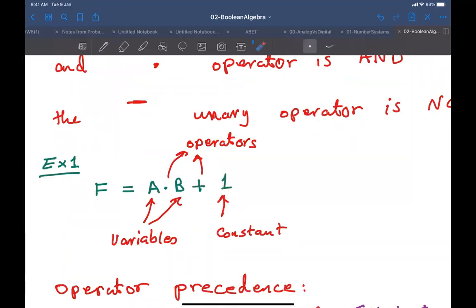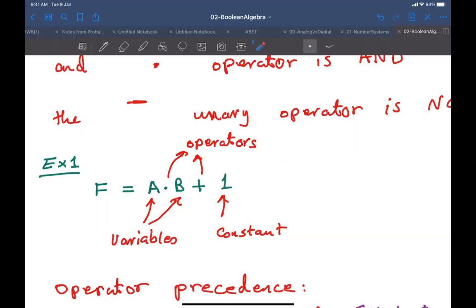In this example, first of all, we have F, which is the Boolean output or Boolean function. And then we have A and B, which are Boolean variables, inputs. And we have 1 as a Boolean constant. And also we have the AND and the OR, which we call operators.